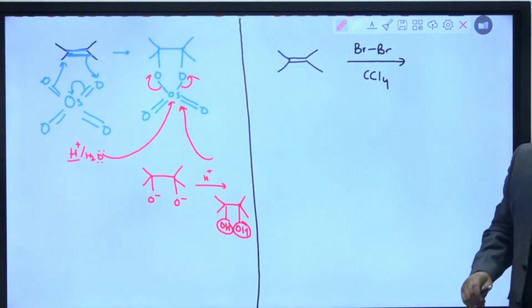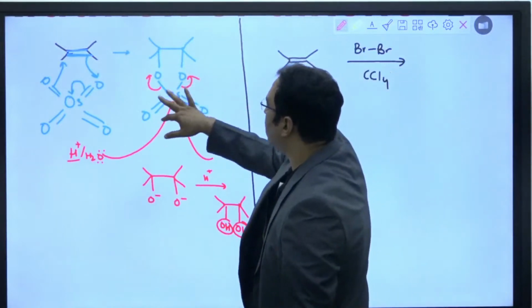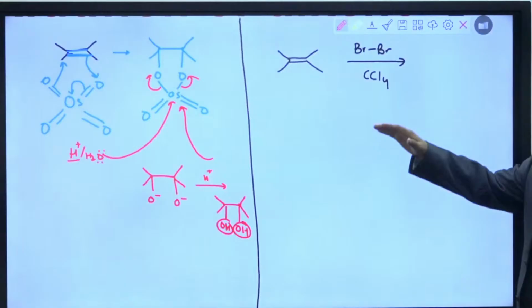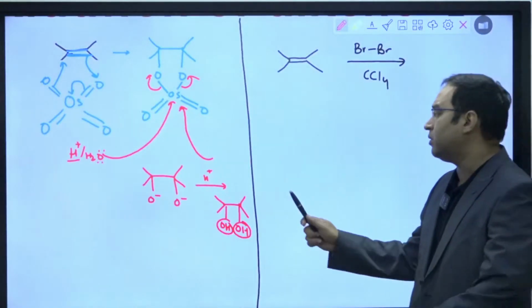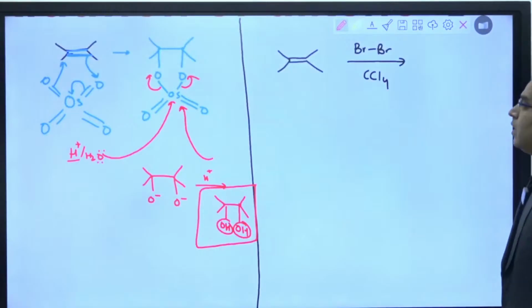What will happen here? This will be out. This will be out. The OsO, the double bond O, whatever it is, goes out with the H2O. That is the byproduct. So our main aim is focusing on this compound. We are not bothered about the second part, right? Now see the other side.